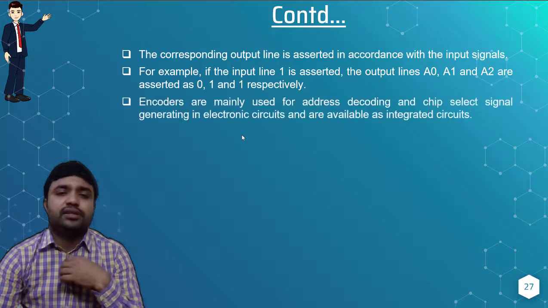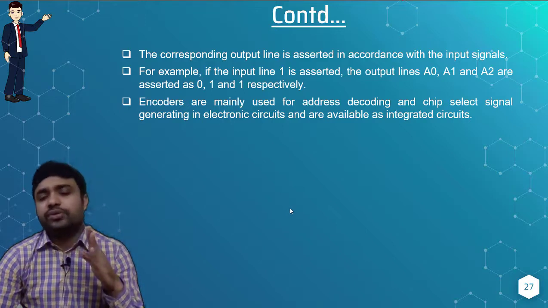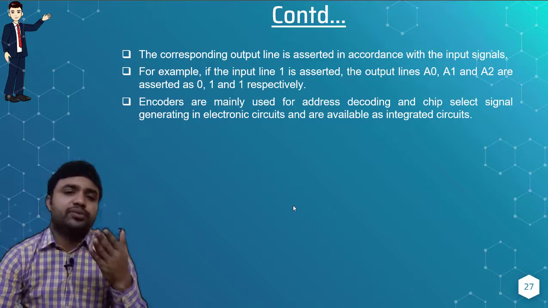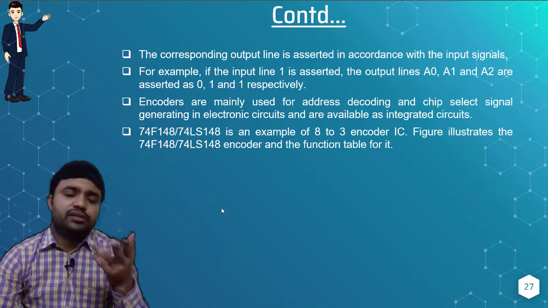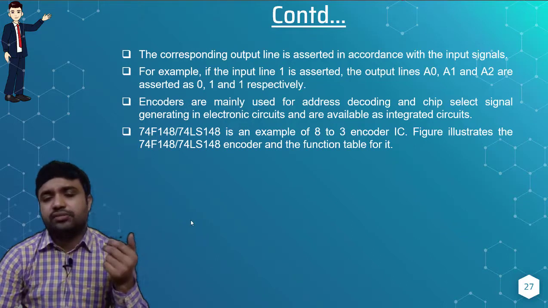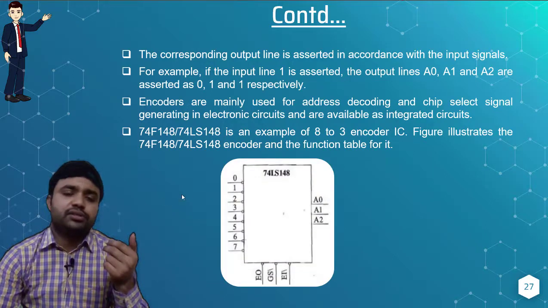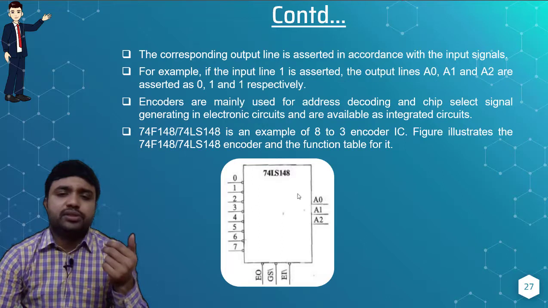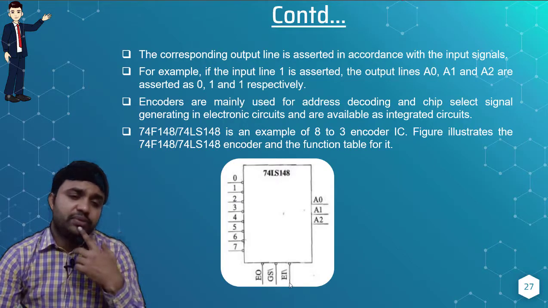Okay, right. So encoders are mainly used for what purpose? For address decoding and chip select signal generating in electronic circuits, and are available as IC forms. Okay, so you can directly have the encoder IC and make use of it for your applications directly. So these are the examples of different ICs for encoder operation, that is the 8 to 3 encoder IC. Okay, so this is the representation. You can see here 0 to 7 are the inputs, and A0, A1, A2 are the outputs, and these are the conditional pins, that is enable output, enable input, and group select.